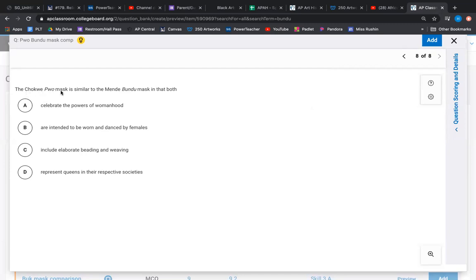The Chokwe Pwo mask is similar to the Mende Bundu mask in that both celebrate the power of womanhood, are intended to be worn and danced by females. No, the Pwo mask is danced by a male. That's a dude. Include elaborate beading and weaving, represent queens and their respective societies. So I haven't made my Pwo video yet, but I'm guessing A, celebrating the powers of womanhood.